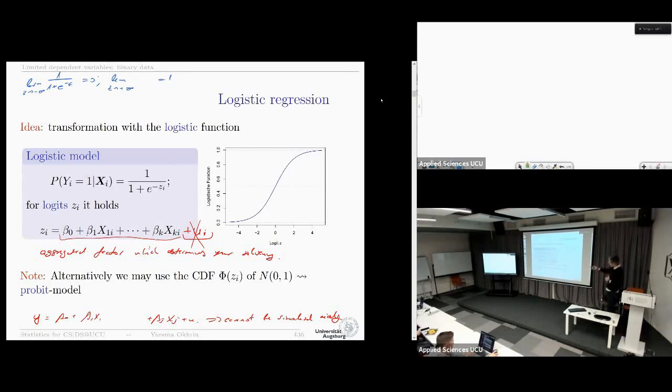We can replace this function by the cumulative distribution function of the normal distribution, and we'll end up with the probit model, but this function is not given explicitly, so it's just a numerical or integral representation, so it is not so easy to work with that.